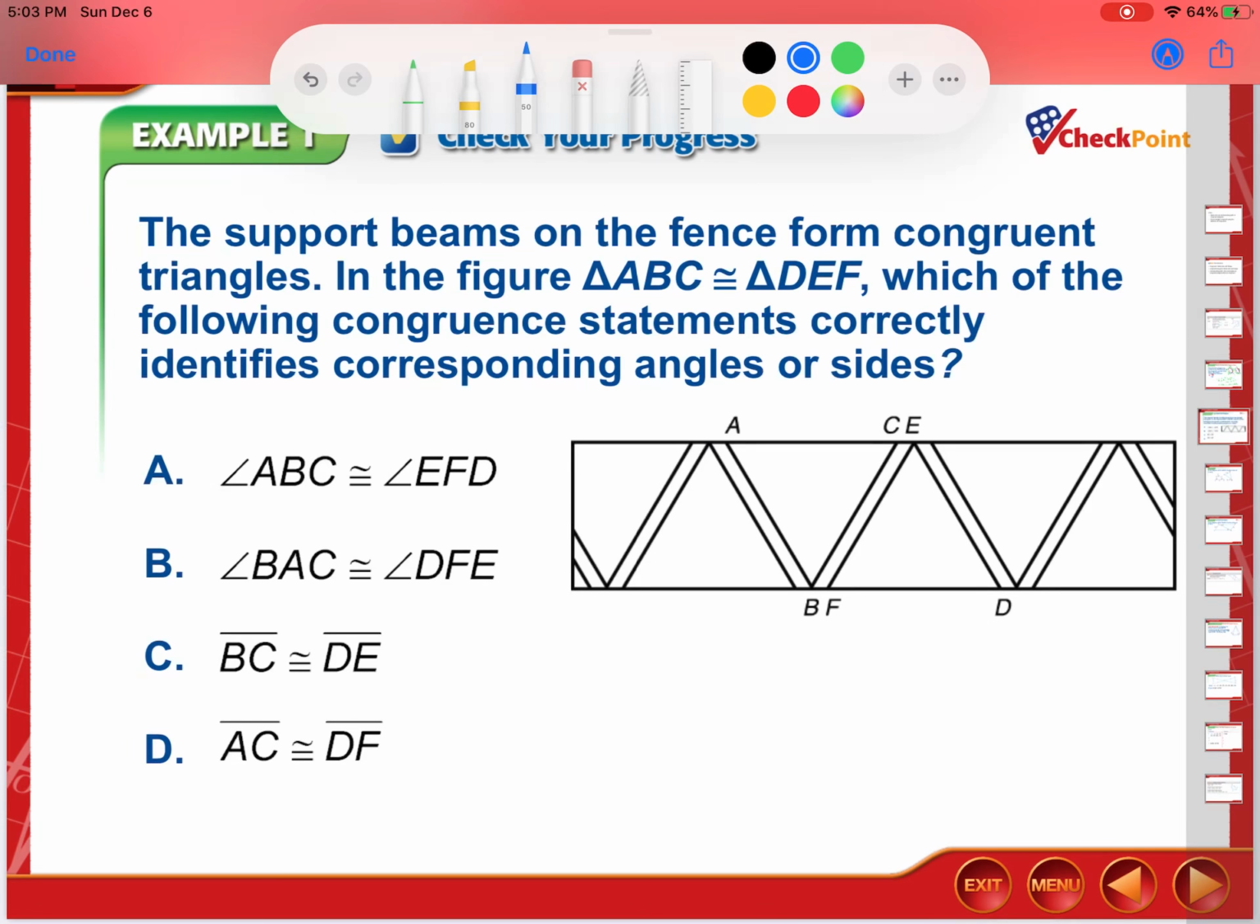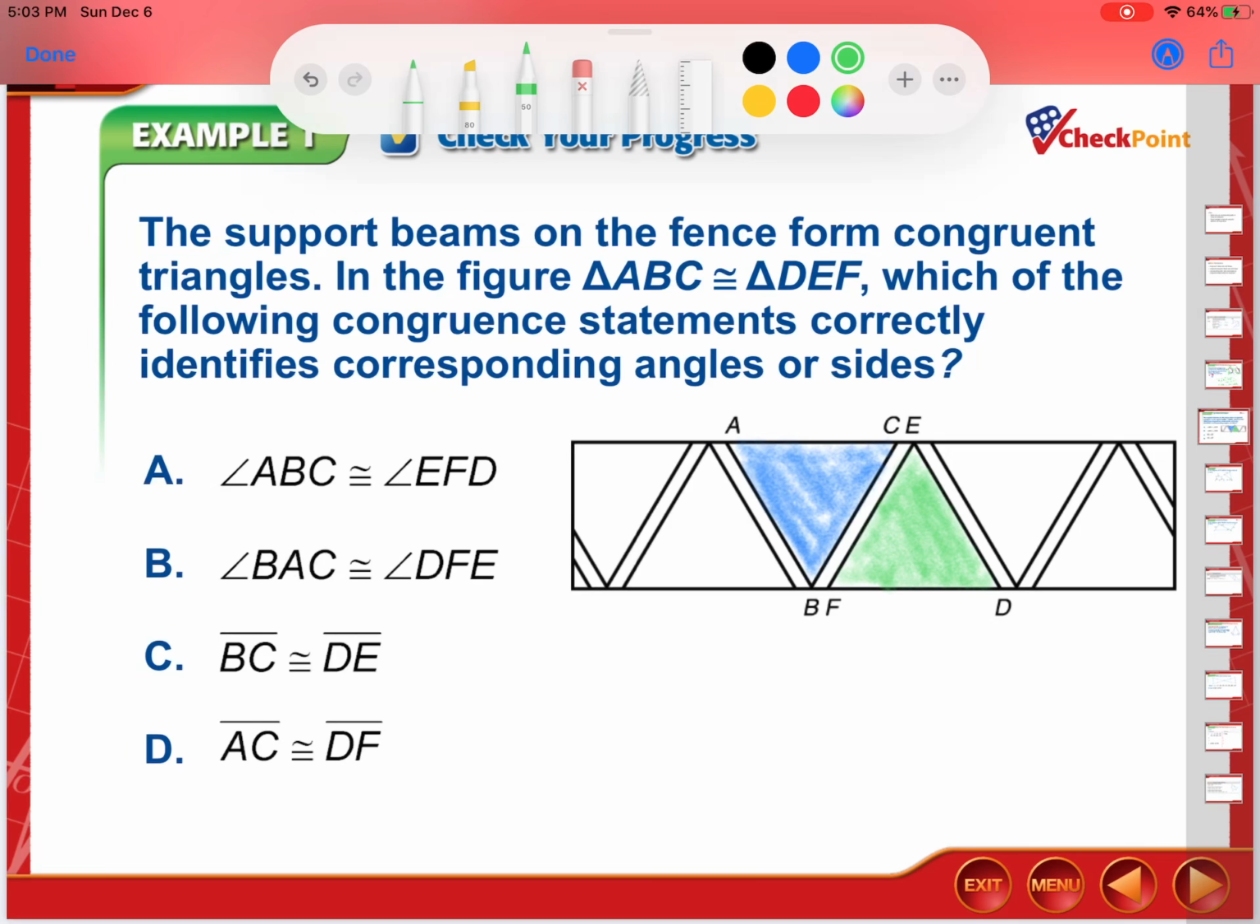So our next problem, what they say in this is the support beams on the fence form congruent triangles. In the figure, triangle ABC is congruent to triangle DEF. Which of the following congruent statements correctly identifies corresponding angles or sides? Okay, so here's the tricky part. And this figure is kind of a lot, so I'm just going to color in triangle ABC, and then in green, I'm going to color in triangle DEF.